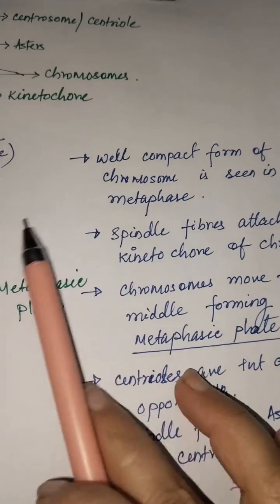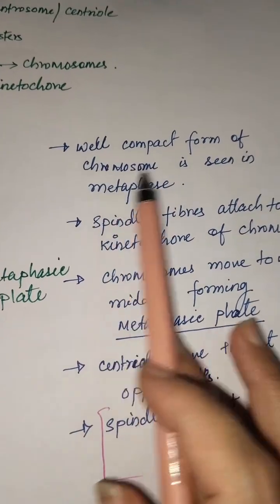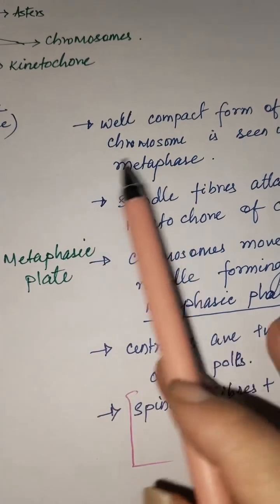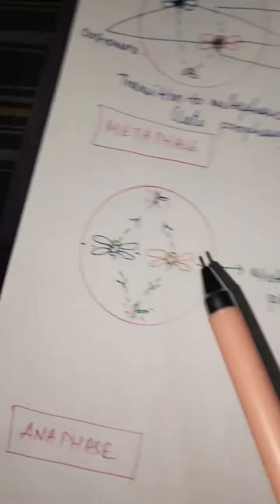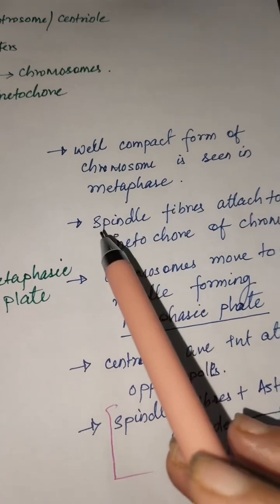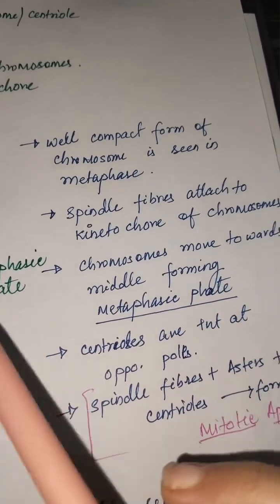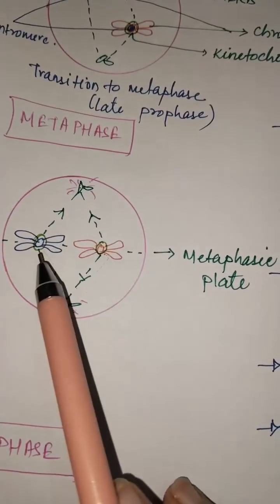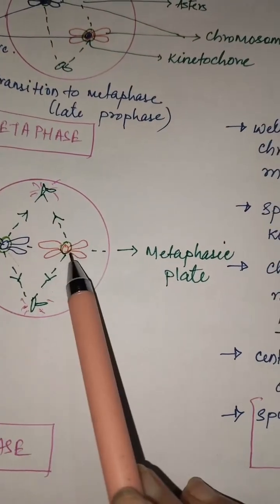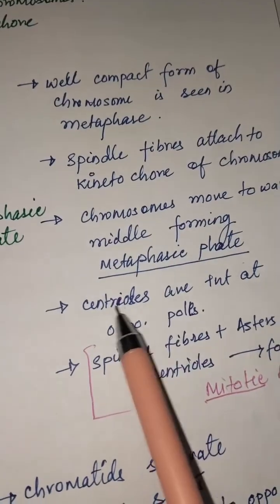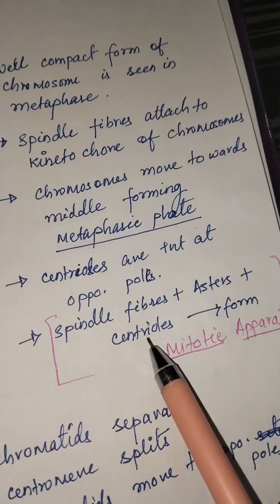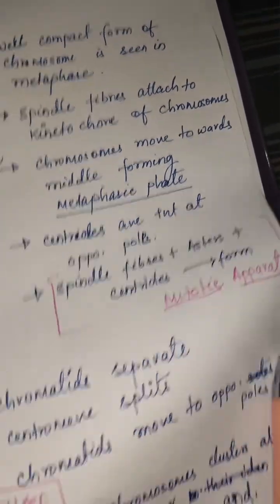Now see, in the metaphase, what we see is a well compact form of chromosome. The study of chromosomes, or study of any defect in the chromosome, we do in this metaphasic plate. Now spindle fibers are attached to the kinetochore of the chromosome. I have said chromosomes move towards the middle, forming the metaphase plate. See how they are forming the metaphase plate, and the kinetochores are connected to the centrioles, now present at the opposite poles. Spindle fibers, asters, and centrioles form a mitotic apparatus.